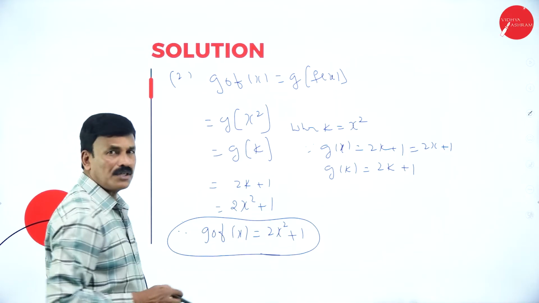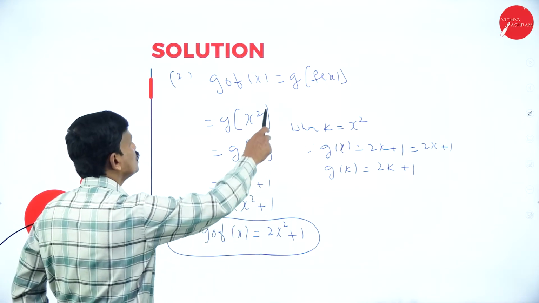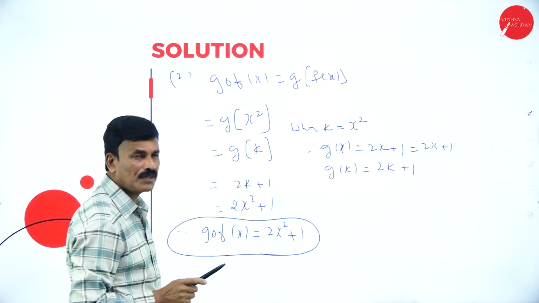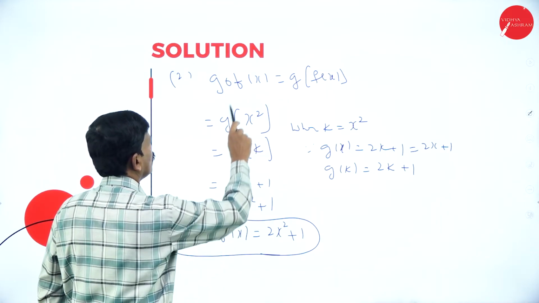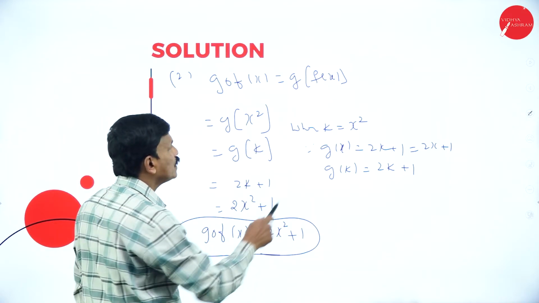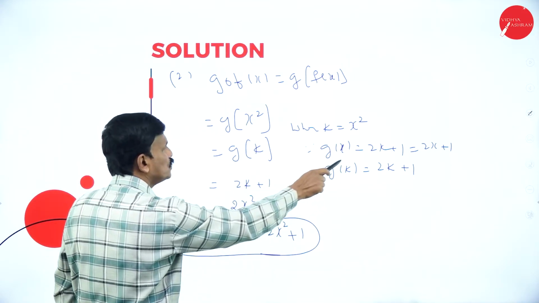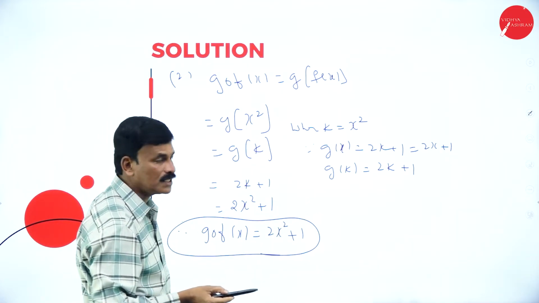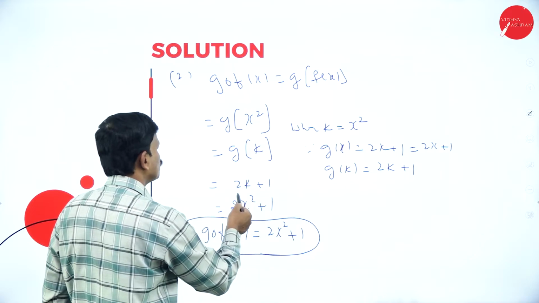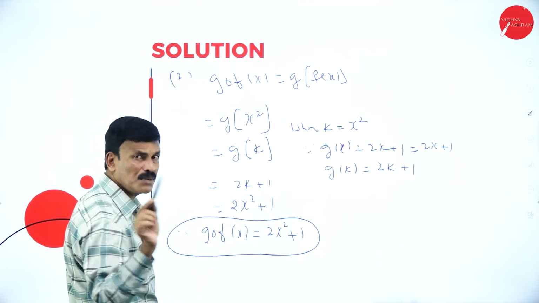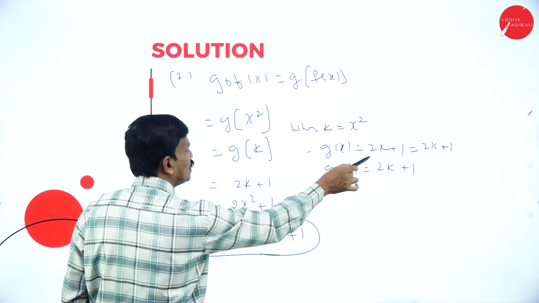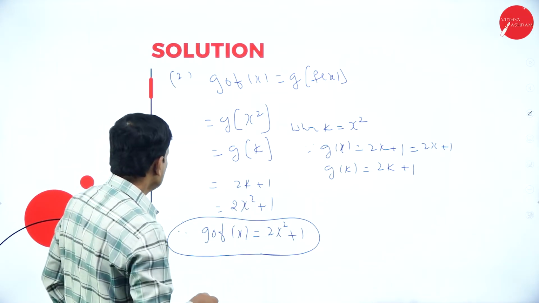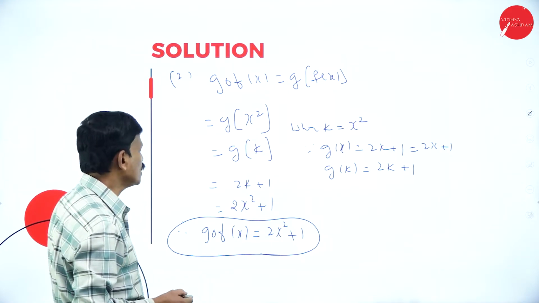Right, see here, g naught f of x is equal to g of f of x. What is f of x? f of x is given to be x square. So g of x square, let us call this x square as k, where k is equal to x square. So we know g of x is given, g of x is 2x plus 1, that is given. Just replace x by k, then this becomes g of k is equal to 2k plus 1. g of k is 2k plus 1. Just substitute the value of k, that's it. What is k you have taken? k is equal to x square. So then this becomes 2x square plus 1. So therefore, g naught f of x is equal to 2x square plus 1.